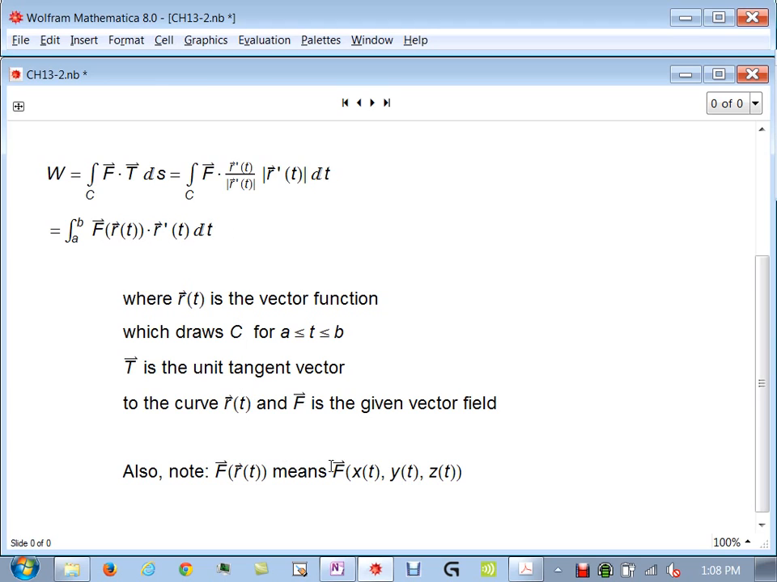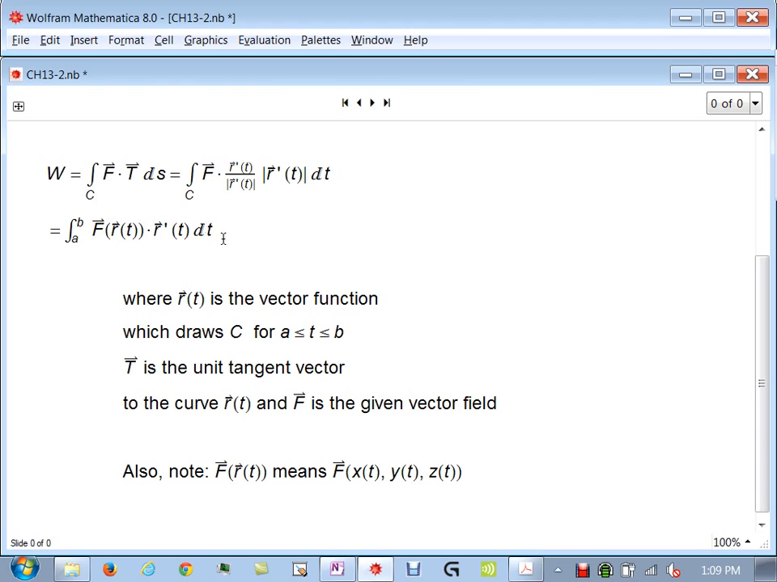So I added this to your notes. What F of r of t means is your vector field evaluated on your curve. That's all it is. You take your vector field and plug the parametric equations into it. So when you see F by itself up here, that really means F evaluated somewhere. You can't just have the vector field without evaluating it. So where do we evaluate it? We evaluate it on the curve.